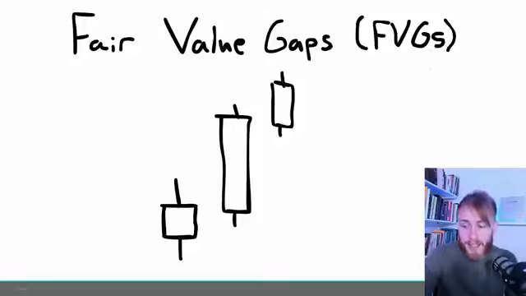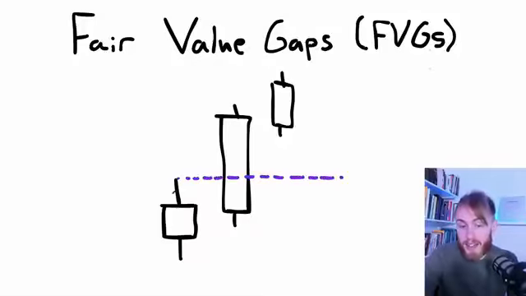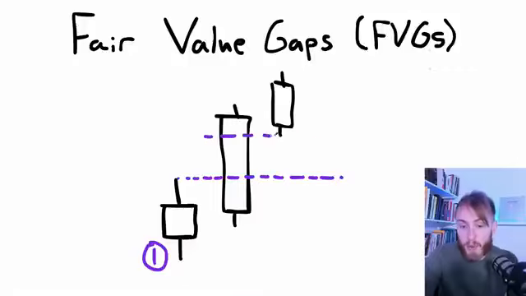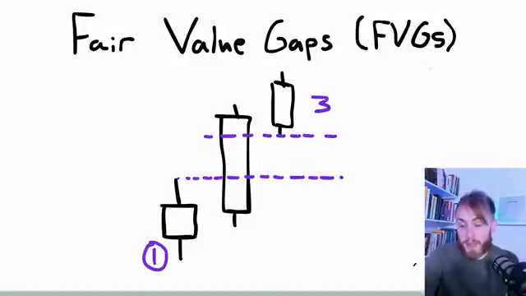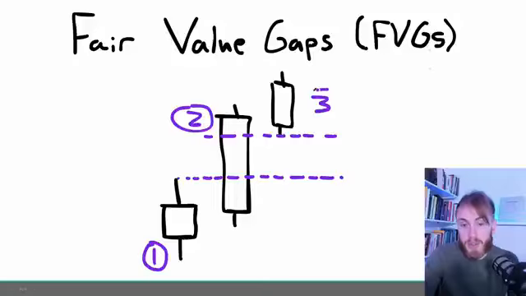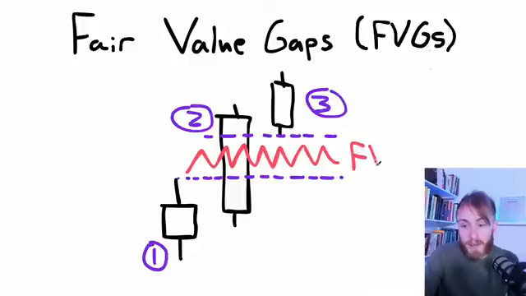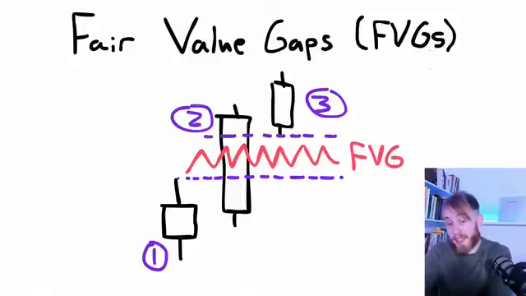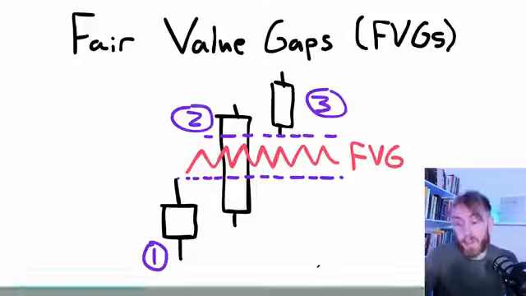And here, as I said, many traders are overcomplicating fair value gaps so much. What a fair value gap simply is, is the area in between the highest point of candle 1 and the lowest point of the wick of candle 3. So we have candle 1, 2, 3, and the fair value gap is simply the area in between. This right here is the fair value gap. And since the price is going up in this case, this is a bullish fair value gap.